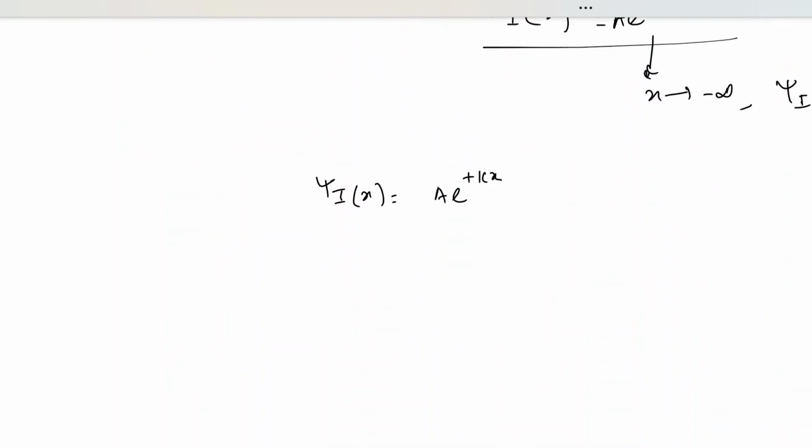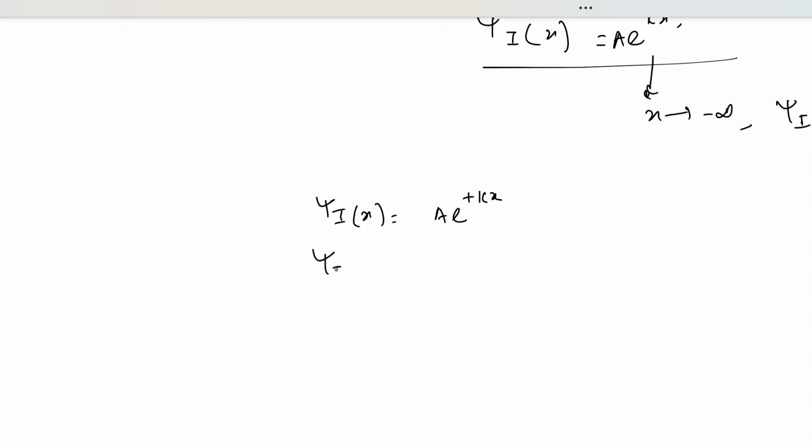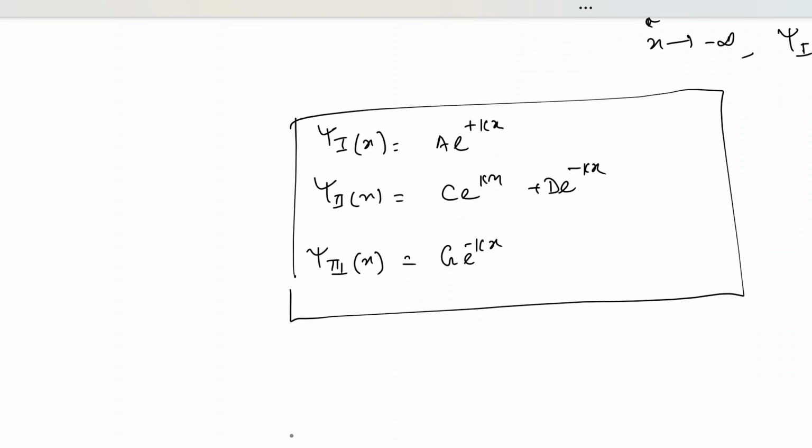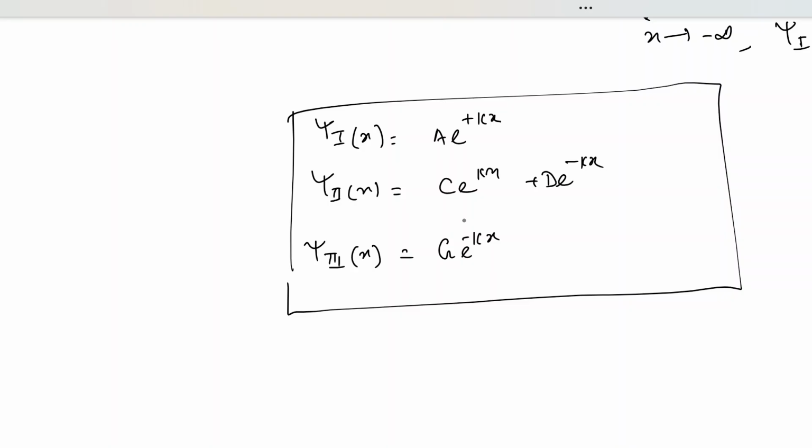So out of these calculations, if you write down the wave function finally, psi 2 is C e to the power kx plus D e to the power of minus kx, and psi 3(x) is equal to G e to the power of minus kx. So these are the wave functions in the three regimes. Now we still have not applied the boundary conditions. After applying the boundary conditions, you can find a relation between A, C, D and G.